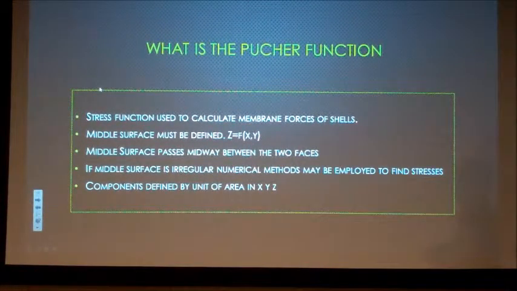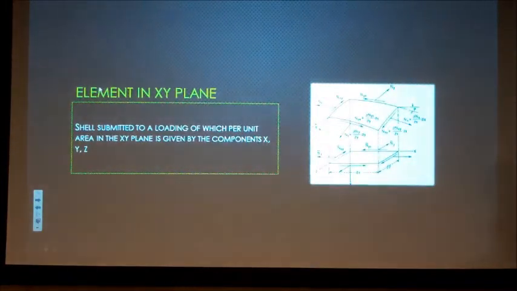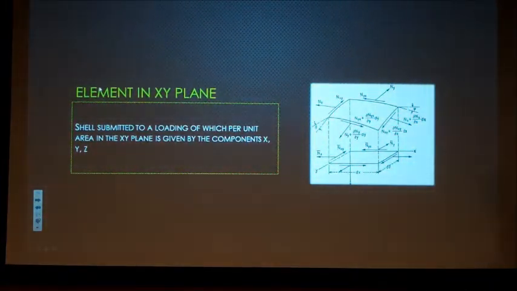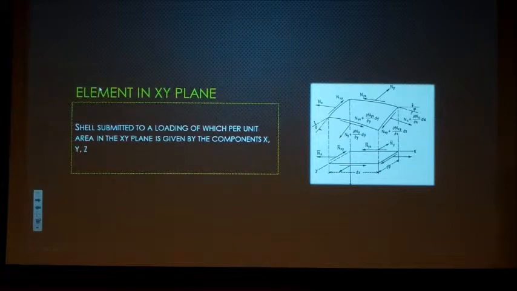And the components are defined by a unit area, and the x, y, and z. The x, y, and z is typically just an expression of a unit per area, so it's not referring to the coordinates. In this example, it's referring to a unit of area. This is an elemental picture of the shell we're talking about, and it's just this right here. This is just the area that it would cover. As I said, the x, y, and z is just a unit of area.